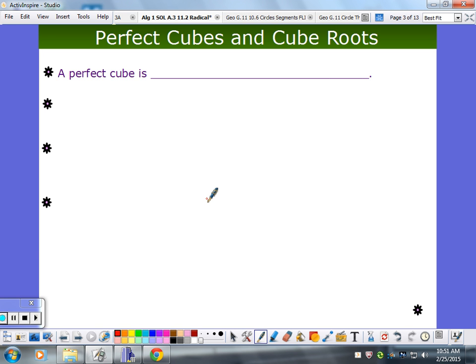A number whose cube root is an integer. Look at this guy. He gets full points there. And he's a smart guy. He said, let me look at the definition of a square root. And that was a number whose square root is an integer. So to be a perfect cube, your cube root is an integer.